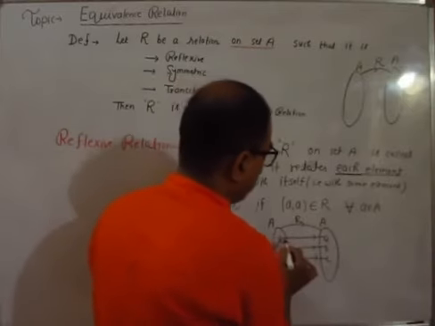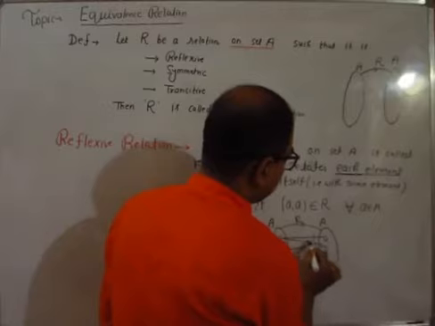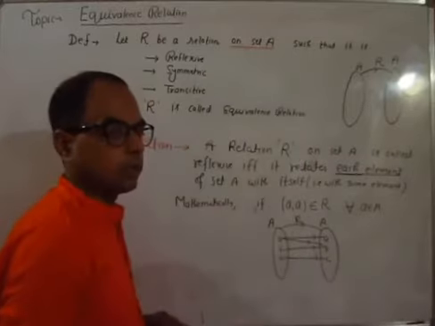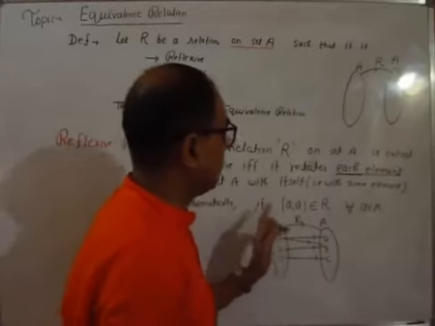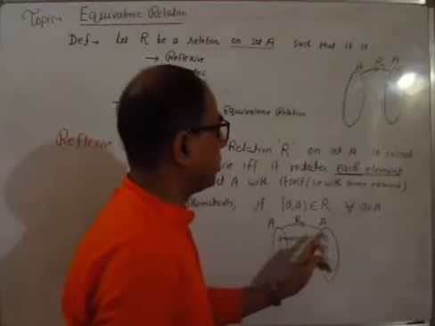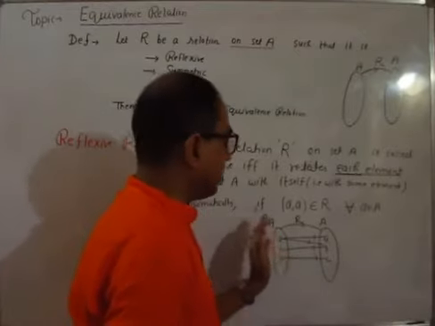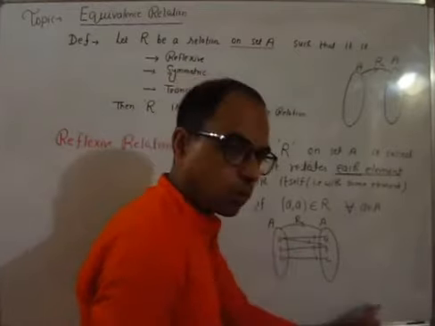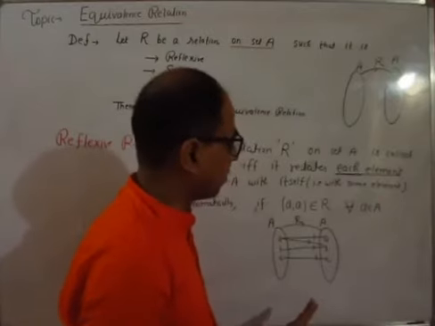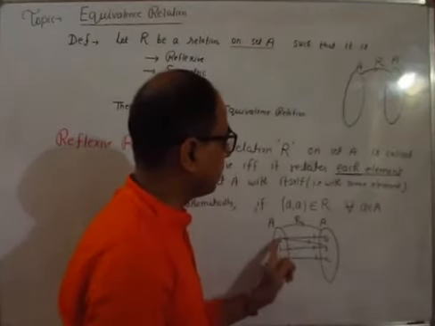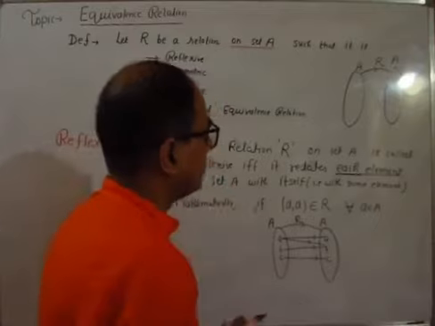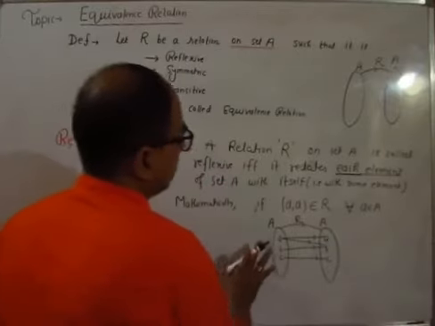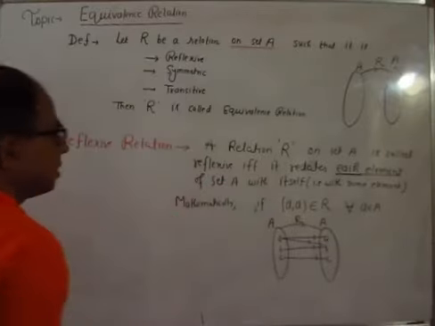Now if I relate a with b, then also it is called a reflexive relation. The necessary condition is that each element must be related with itself. It may be related with any other element also, that is not the problem. But the condition is each element must be related with itself. So this is the meaning of reflexive relation.